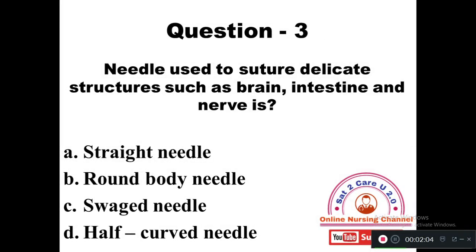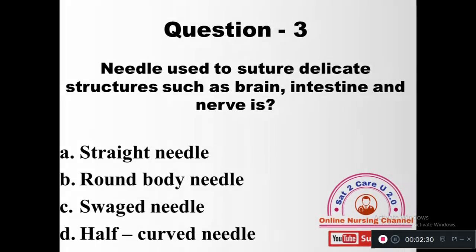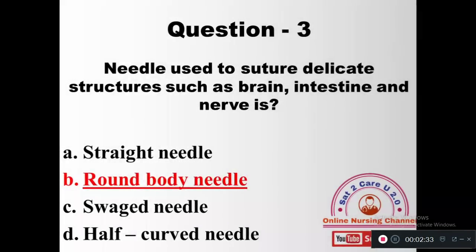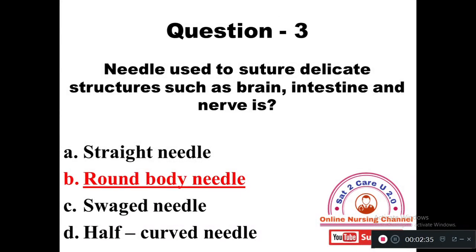The needle used to suture delicate structures such as brain, intestine and nerve is option A straight needle, B round body needle, C swaged needle, option D half curve needle. So the type of suture needle used to suture delicate tissues: the right answer is option B, round body needle, used to suture delicate tissues like brain, intestine and nerves. Question number 4.